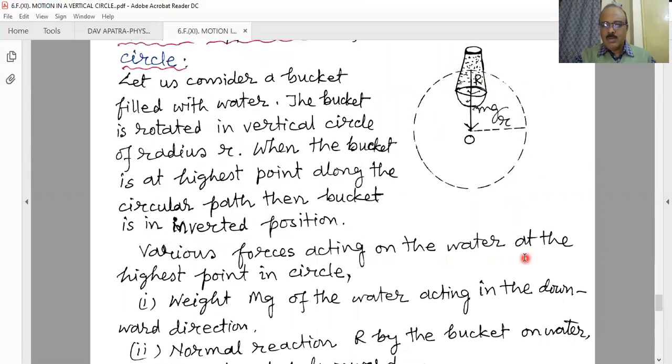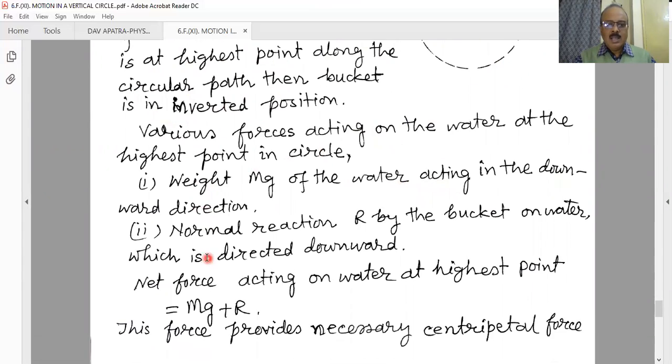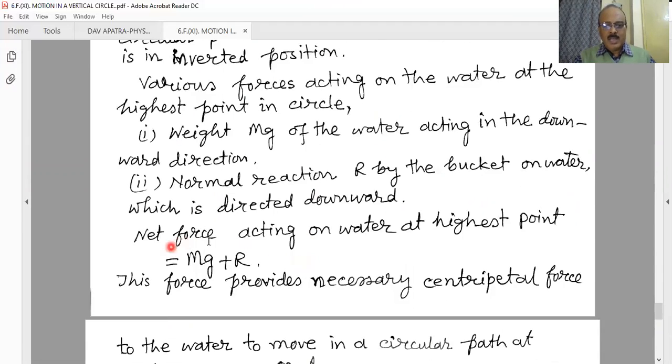Various forces act on the water at the highest point in the circle. The weight mg of the water acts in the downward direction. The normal reaction R by the bucket on the water is directed downwards. The net force acting on the water at the highest point is mg plus R. mg is the weight of the water and R is the normal reaction. Both are acting vertically downwards.